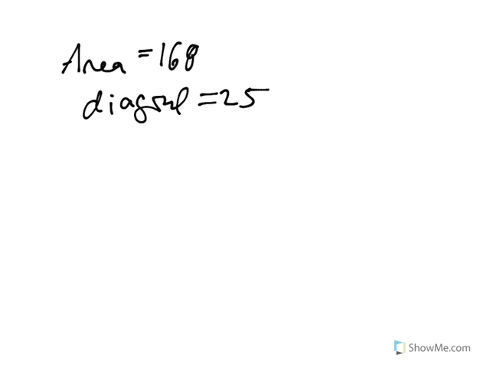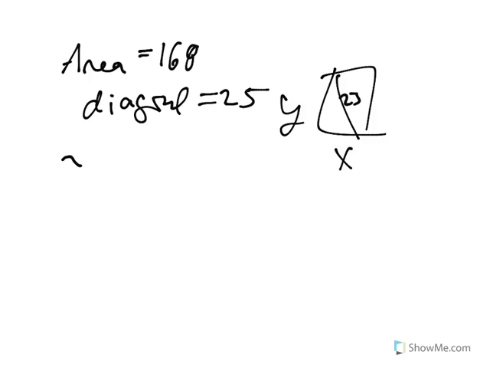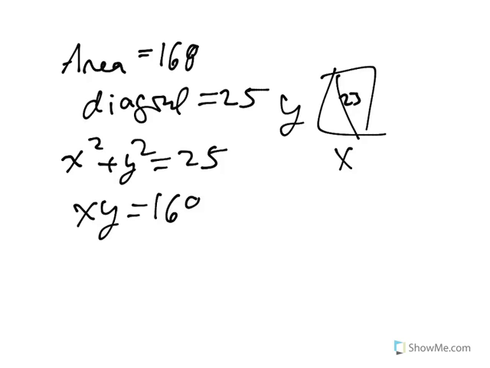In this question, we're being told to find the sides of a rectangle if the area is 168 and the diagonal is 25. So if I go x, y, and there's a diagonal, I get, like before, x squared plus y squared equals 25 squared. And the area is xy equals 168. It's a little bit like the last question, except I have different given information.